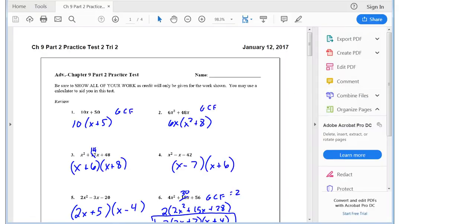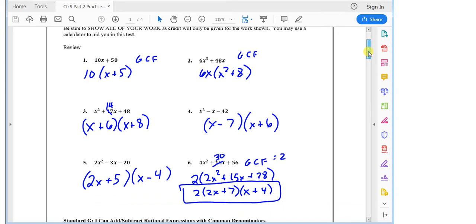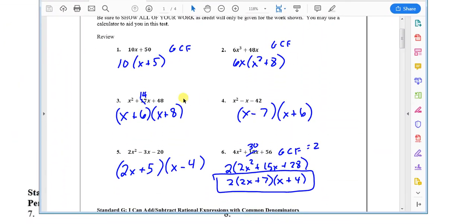So I have a key here. Here is the key for the practice test. Looks like I changed it around from 17x to 14x. Here it is, everything factored. If you have any questions on that, let me know.